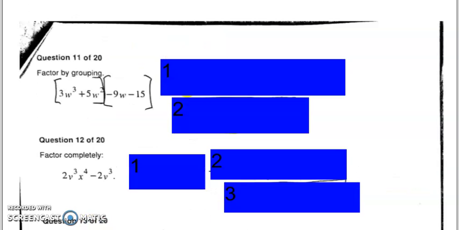Neat. All right, next up, factor by grouping. This is something that you guys have seen a while back, but it's kind of a special case. We don't really use it a whole lot. Factor by grouping is great if you have an even number of terms. In this case, we have 4 different terms. That's an even number.